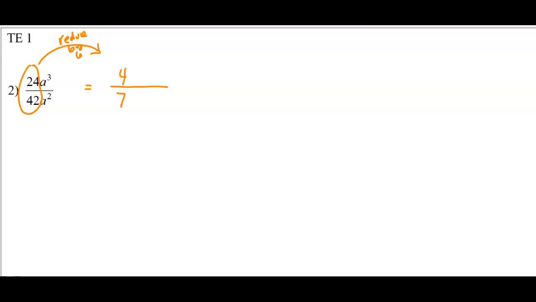Now let's take a look at the a's. So we have a cubed over a squared. Well, once again, you're going to subtract those. So 3 minus 2 is 1, and it's going to go on the top. We don't really need to put the power of 1, but it's going to go on the top because the bigger power was on the top to begin with. Okay.